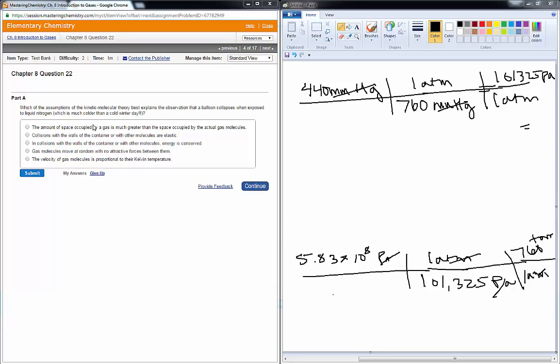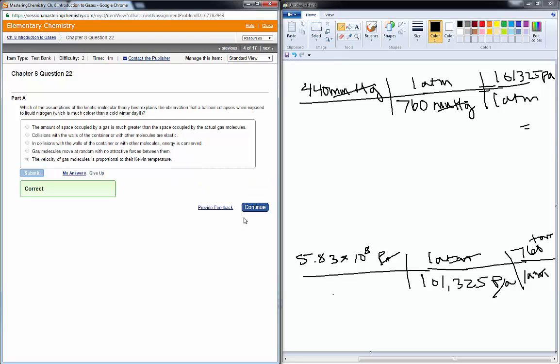Well, it's saying velocity of gas molecules is proportional to the Kelvin temperature. So if I lower the temperature, then their speed goes down. If their speed goes down, then they're not colliding with the walls of that balloon as often or as energetically. So the pressure goes down. So the internal pressure goes down, then the external pressure causes the balloon to collapse. So that is exactly what we're looking at here. These other ones don't really have anything to do with the temperature, which is what's happening here. So you've got a temperature change.